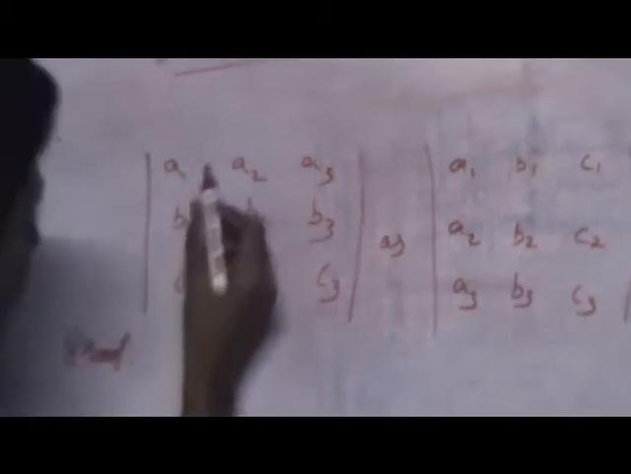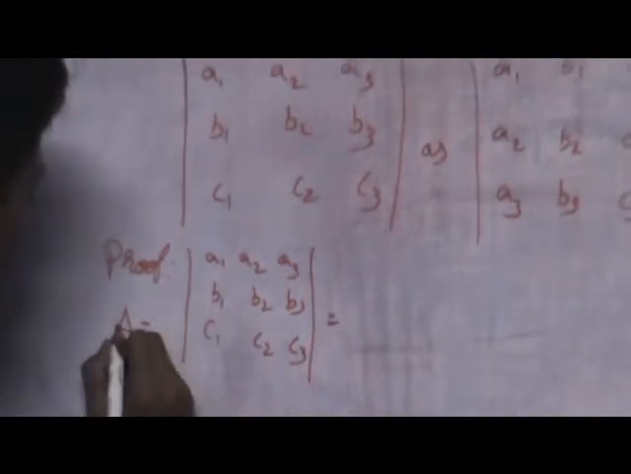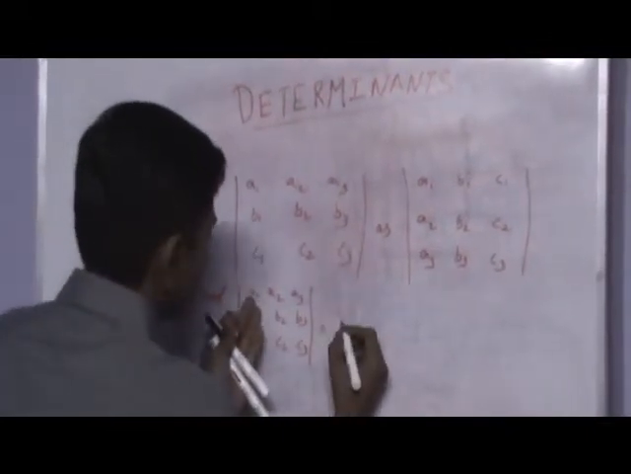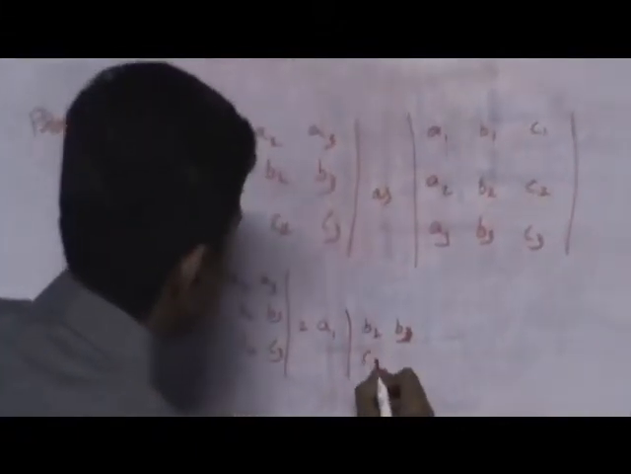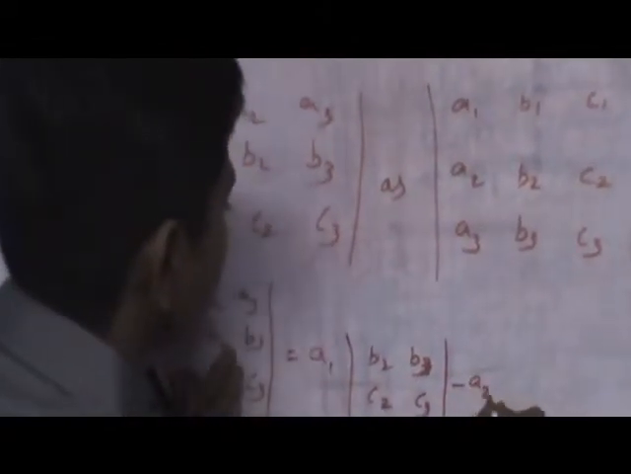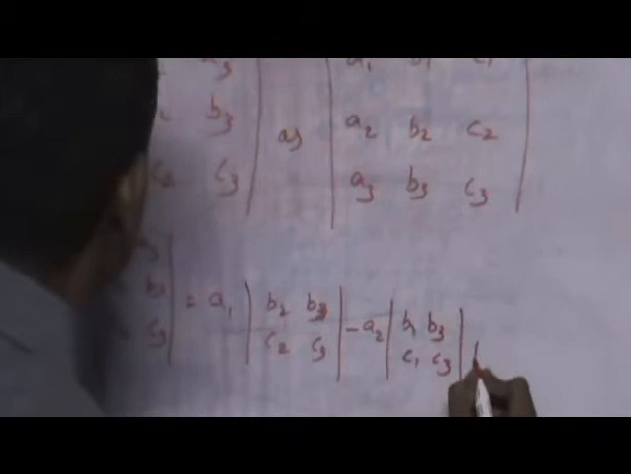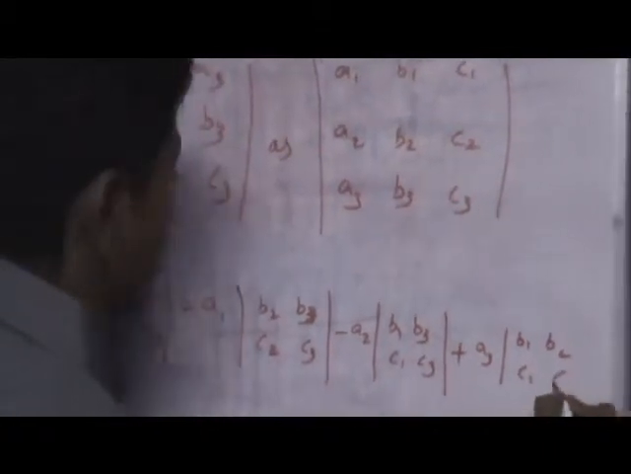Proof. We are going to see the proof. Let us take this determinant A1, A2, A3, B1, B2, B3, C1, C2, C3. Let us take it as delta. When we expand delta by the first row, take A1 into the determinant of B2, B3, C2, C3, minus A2 into the determinant of B1, B3, C1, C3, plus A3 times the determinant of B1, B2, C1 and C2.